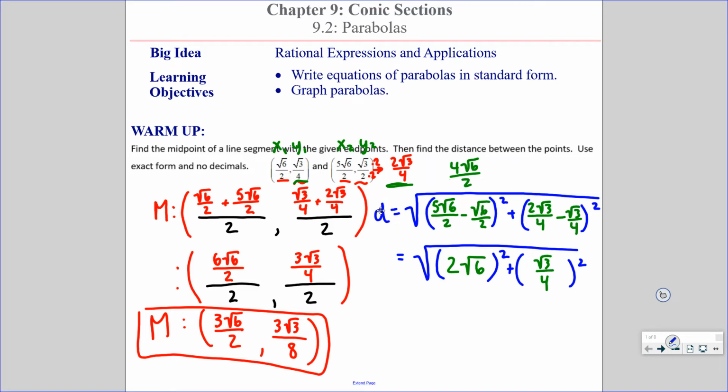Okay, now the fun part where we get to square this. A little algebra review. When you square something like this, you've got to square the 2 and square the square root of 6. So it ends up being 4 times 6. That ends up being 24. Are we okay with that? Okay. When I square a fraction, I've got to square the top and square the bottom. What's my numerator squared? 3. What's my denominator squared? 16. Good job, guys. Look at you and your algebra skills.